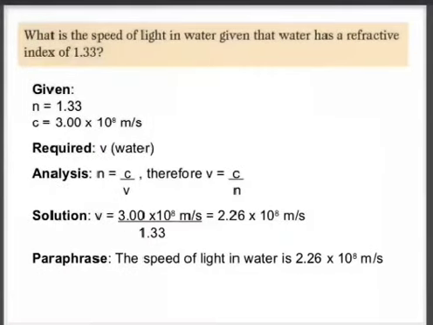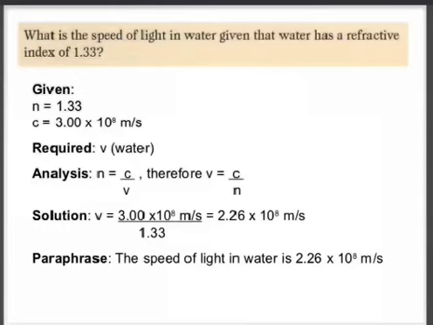Next sum, what is the speed of light in water given that water has a refractive index of 1.33? Now the refractive index is given, nothing else is given. You need to find the speed of light in water. We know that refractive index is C by V. C is the speed of light in air, which is 3 into 10 raised to 8. Even if you don't know it, please try to know it now, because in further chapters we have to learn the value by heart. 3 into 10 raised to 8 meter per second.